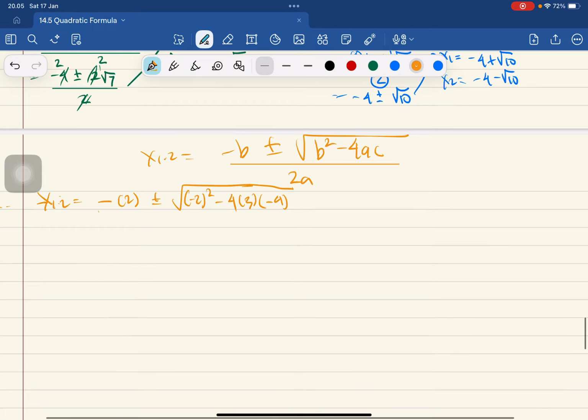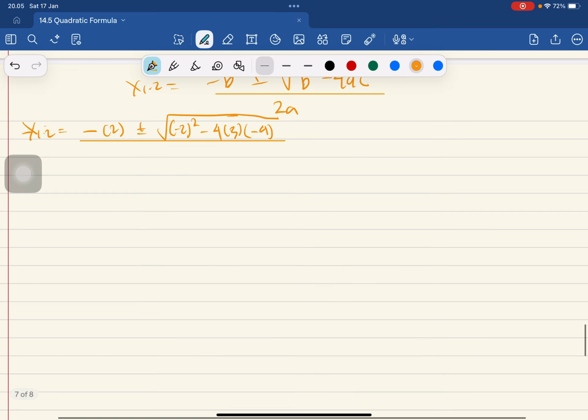We divided by 2a, so 2a is 3, so we make it 2 times 3. Okay, let's proceed. So it's going to be 2 plus minus square root of 4 times 3 is 12, 4 times 12 is 48, so plus 48, divided by 2 times 3, which is 6. It's going to be 2 plus minus square root of 52.